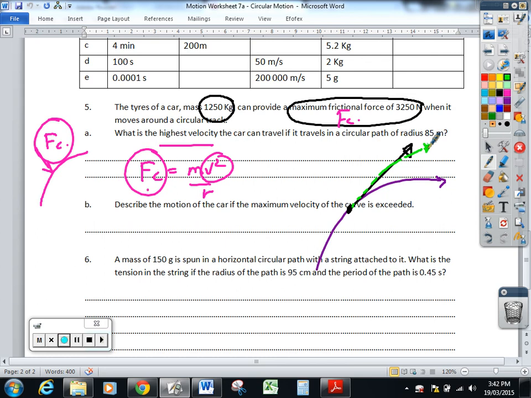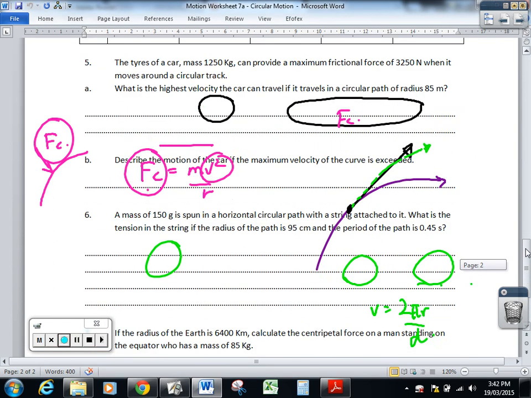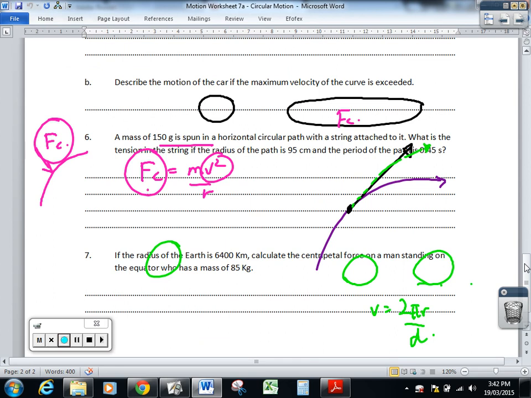After you've done that, have a go at the compound question number 6. Please notice grams in this question, and this is a period. So once you have periods, we need that this velocity is 2 pi r on T. Okay? Take a few moments now and do 5, 6, and 7, which is about the Earth's motion. Okay, off you go.